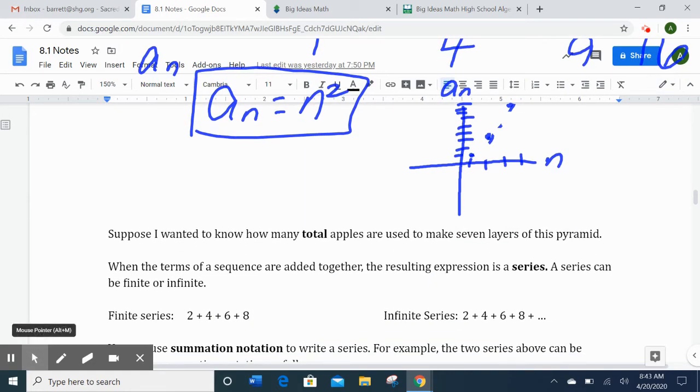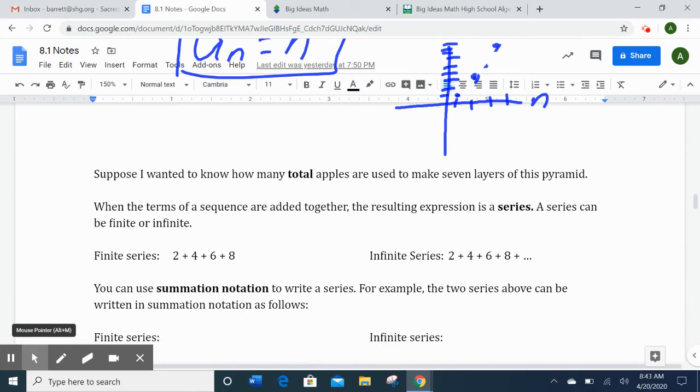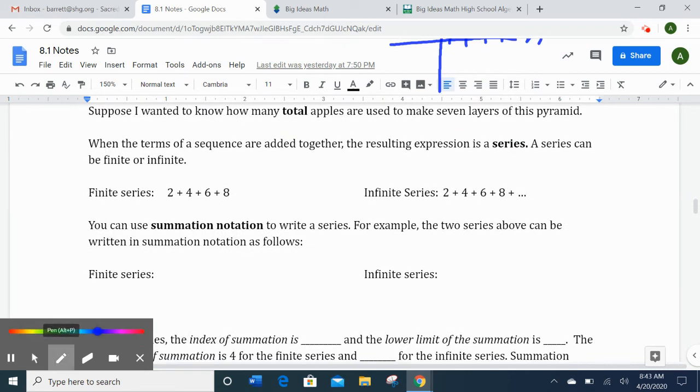So if I wanted to know how many were in the 7th layer, I would take 7 squared and say that there are 49 apples in that layer. If I wanted to know how many total apples are in all 7 layers, I can add them all up, which is exactly what I'm going to have to do, but it introduces this concept of a series. So when the terms of a sequence are added together, the resulting expression is a series.